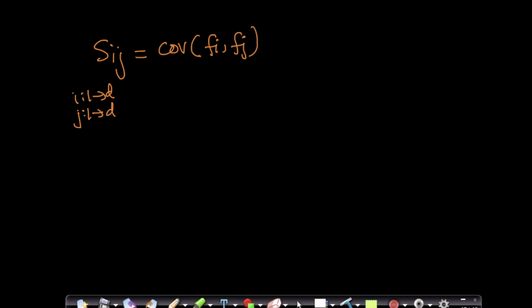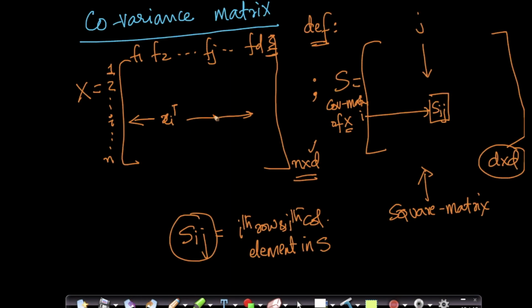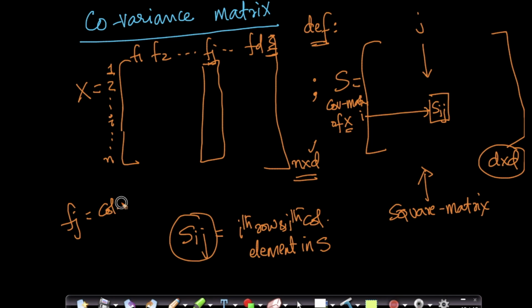Now let me introduce some simple notation. Whenever I say Fi or Fj, it means the column vector corresponding to the feature. So whenever I say Fj, what I'm referring to is a column vector corresponding to the jth feature.